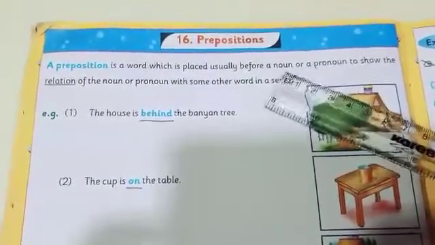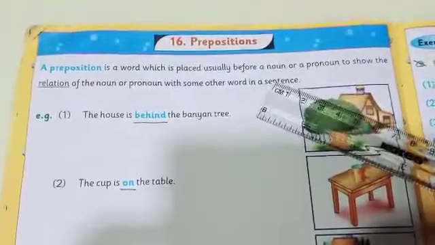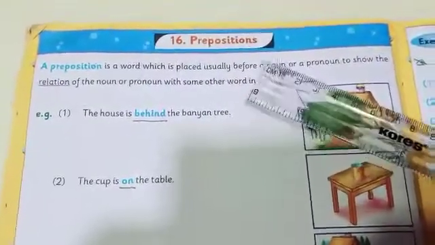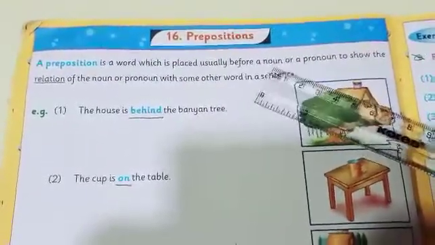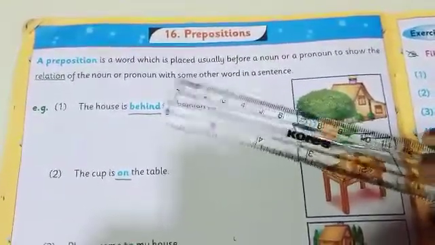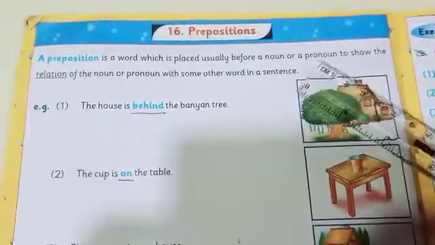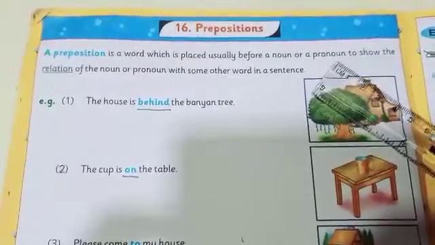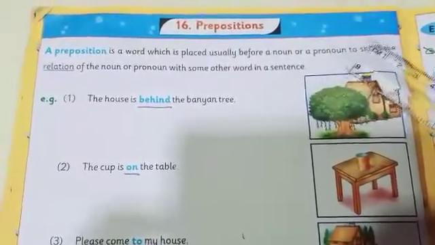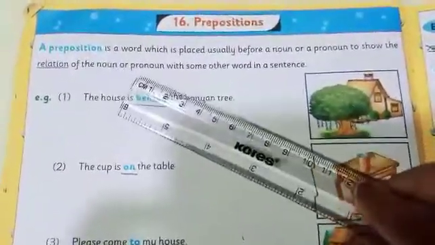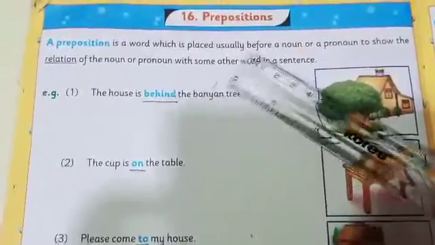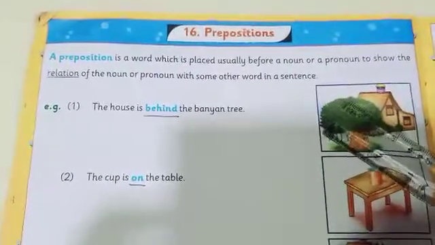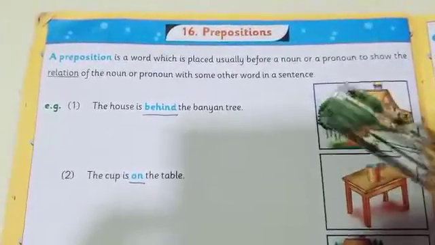Yes, remember yesterday I told you what is a noun? A noun is a name of a person, place, animal or thing, right? So before a noun we normally place the preposition. Or a pronoun. What is a pronoun? He, she, it, they. These all are pronouns. So to show the relation of the noun or pronoun with some other word in a sentence. So basically what it is, it links up your sentence before the noun or a pronoun.